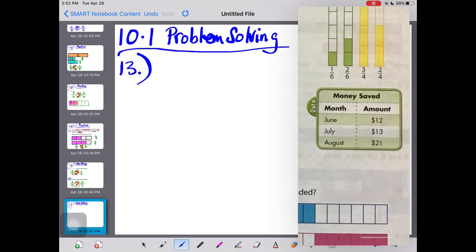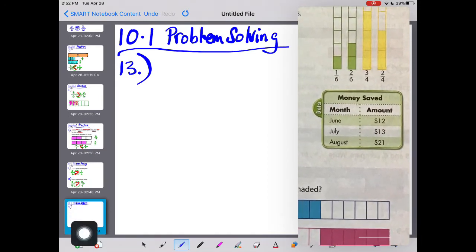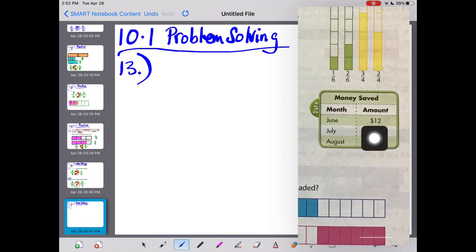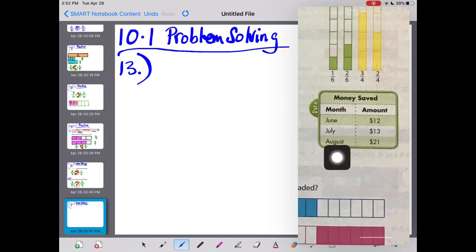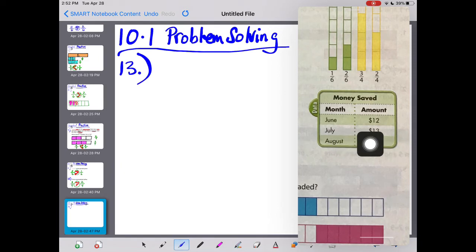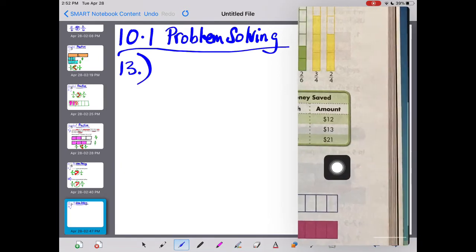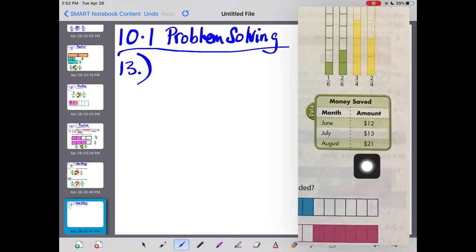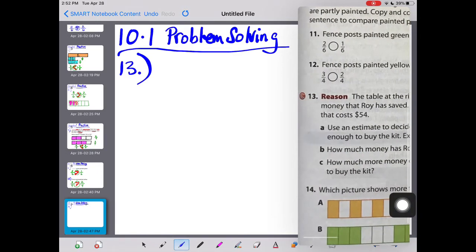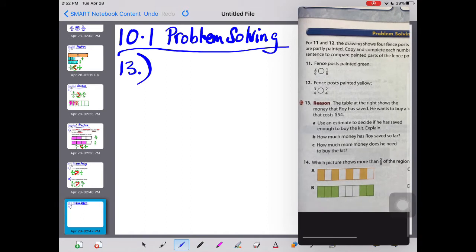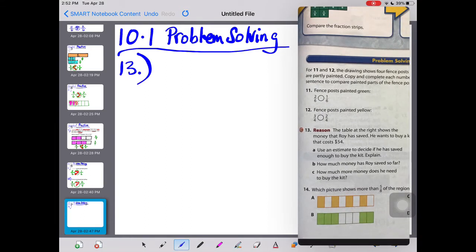The table shows that in the month of June, Roy saved $12. In the month of July, he saved $13. And the month of August, he saved $21. Okay, all right. So here's what you're going to be working on. And I want you to do this and then come on back. You're going to pause the video, come on back, and then we'll work it out together to see how well you did. But here's what you want to do.